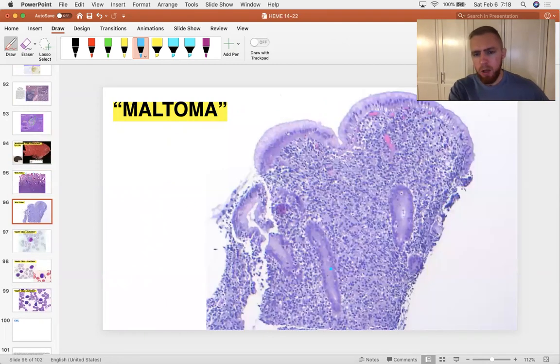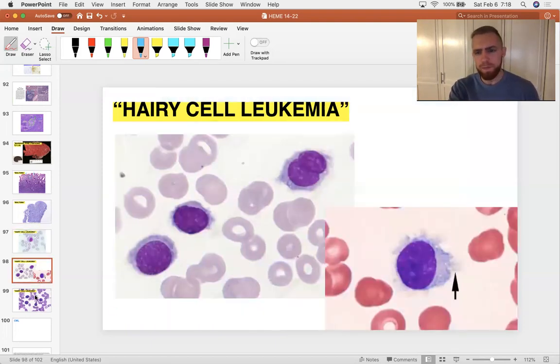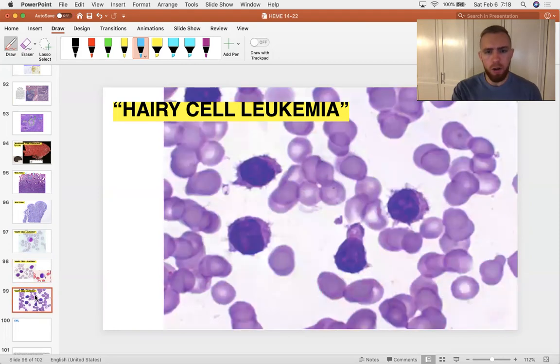Another maltoma, lots and lots and lots of lymphocytes, not a lot of glands. You can tell that this is a chronic inflammatory process just by looking at this biopsy of the stomach. Here is a hairy cell. So they like to show you this. Maybe ask, what's it stain positive for? Maybe ask, what is the patient at risk for? And then that's going to be like, infection, sepsis, essentially.